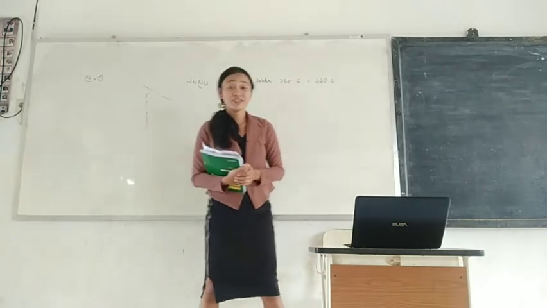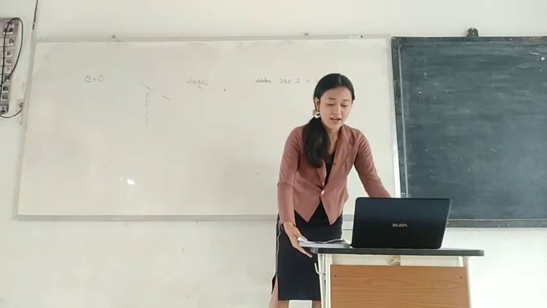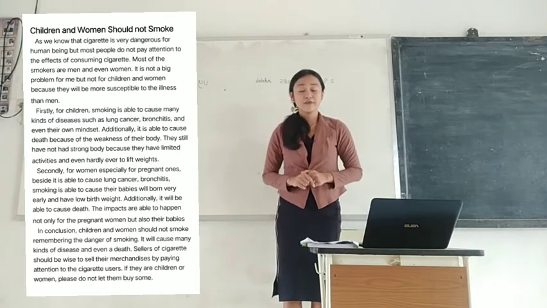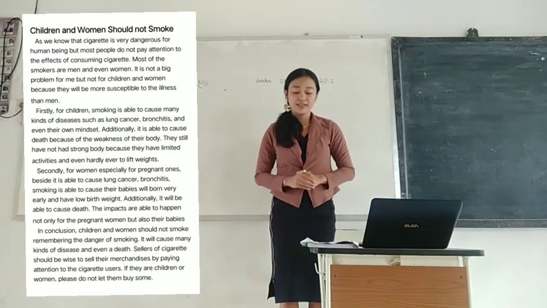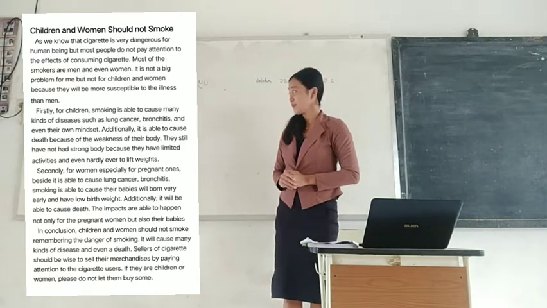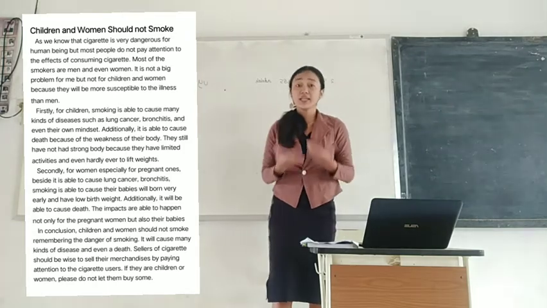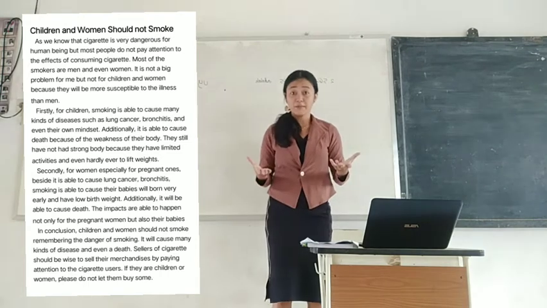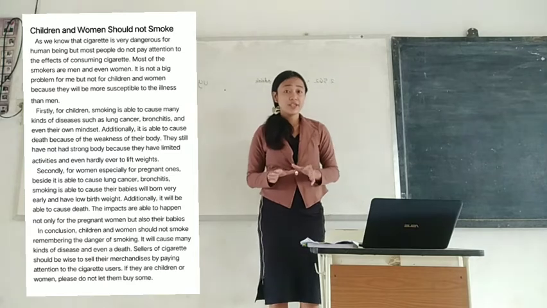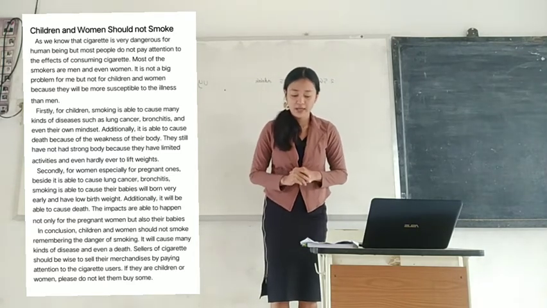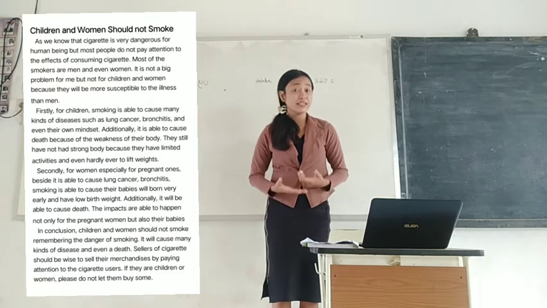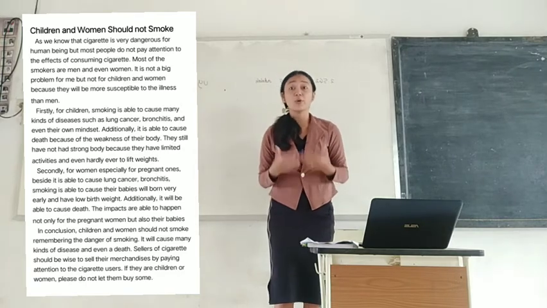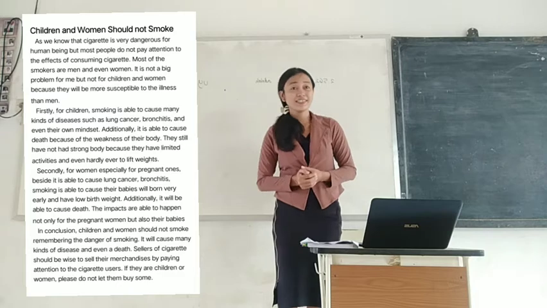Okay, students. Here, I have provided a text for you. You can see in the slide. The title of this text is Children and Women Should Not Smoke. In this text, we need to put our arguments to support our statement. For example, my statement is children and women should not smoke because they will be more susceptible to the illness than men. So, I need some arguments to support my statement. Do you understand, guys?